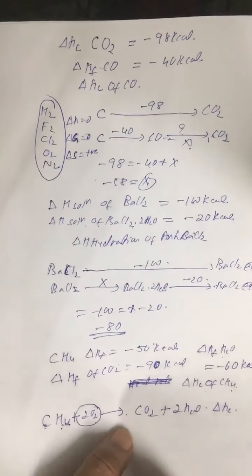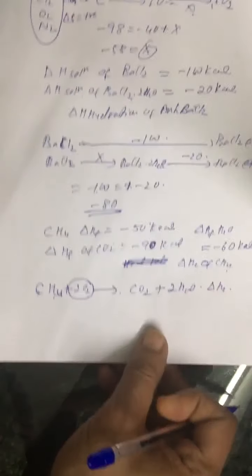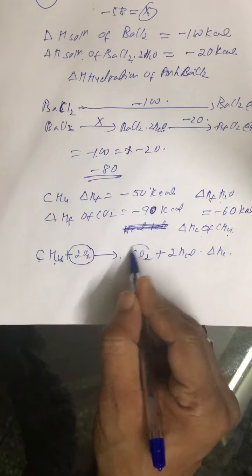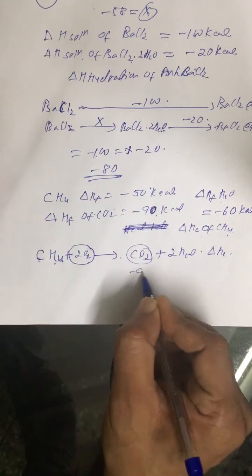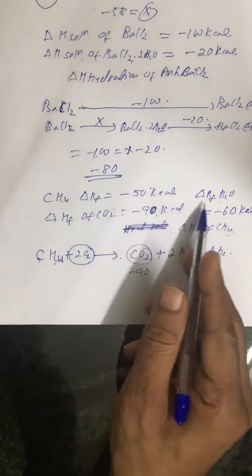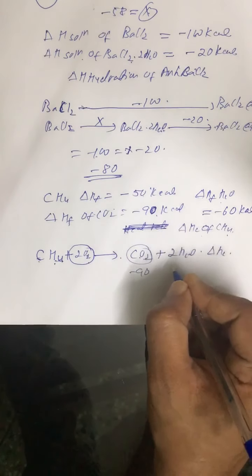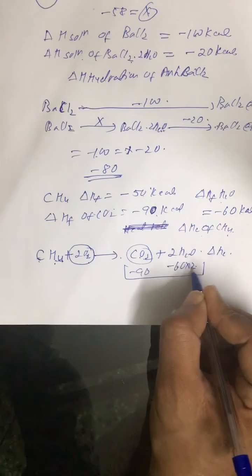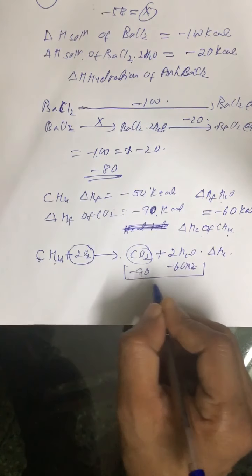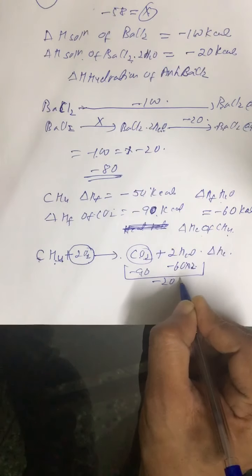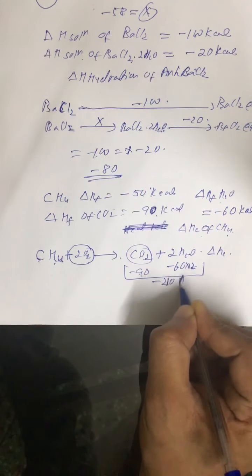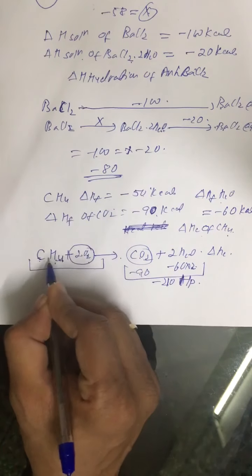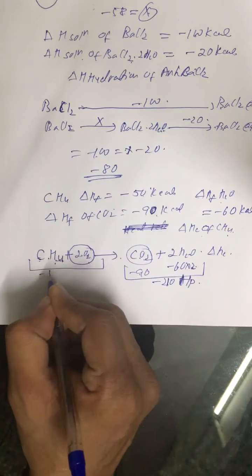So even if you don't balance it, there is no problem, this value is 0. Now the enthalpy of formation of CO2 is minus 90. This is the enthalpy of formation of H2O, it is minus 60 into 2, which is minus 120. Minus 120 plus minus 90 is minus 210. So this is the enthalpy of products, and this is 0. The enthalpy of reactant is minus 50.